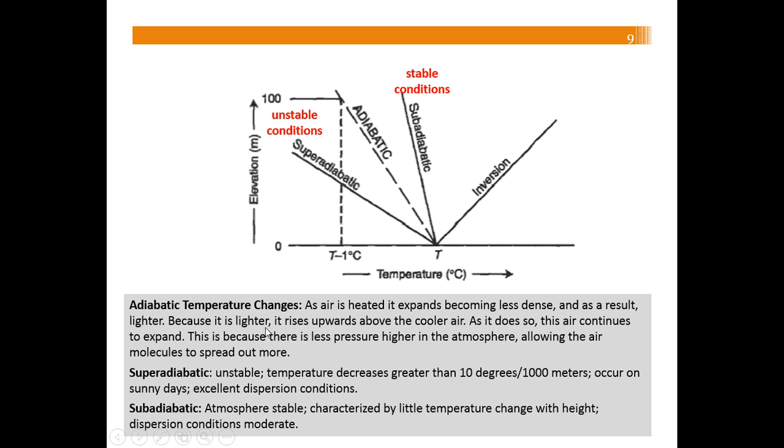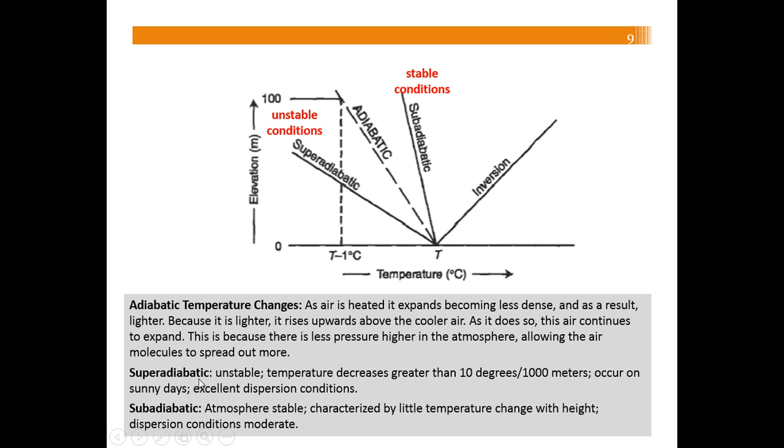So as it is lighter, it rises upward above the cooler air, right? As it does so, the air continues to expand. This is because it has less pressure in the atmosphere, allowing the air molecules to spread out. So basically what we're saying is, this is the normal conditions. Adiabatic represents normal conditions. But then we have conditions that would be out of the ordinary.